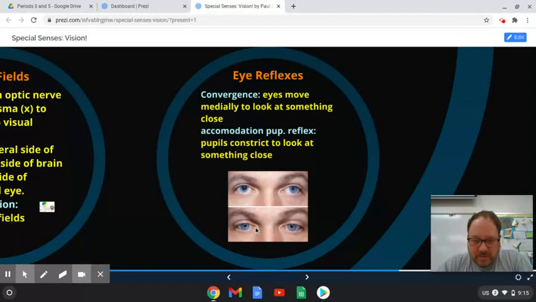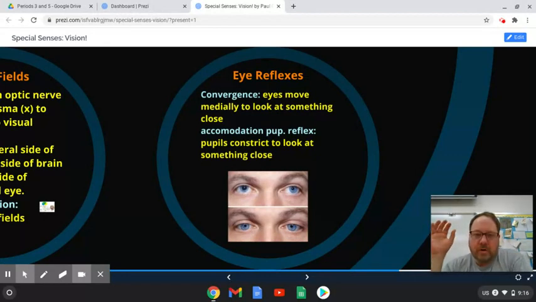If you look at something up close, you see how the eyes converge, and then the pupils contract. They get narrower. The accommodation pupillary reflex, that's what happens when the pupils narrow. You're also, I'm sure, familiar with the photopupillary reflex.